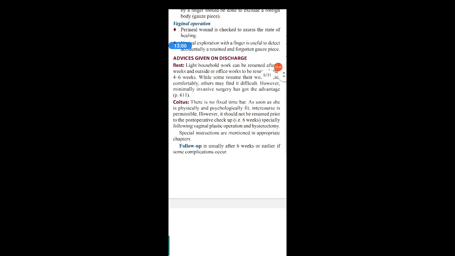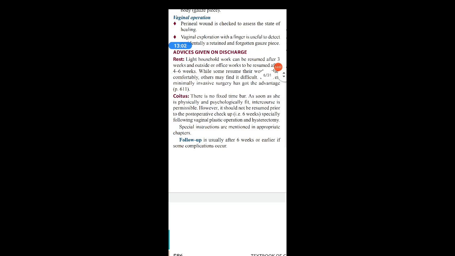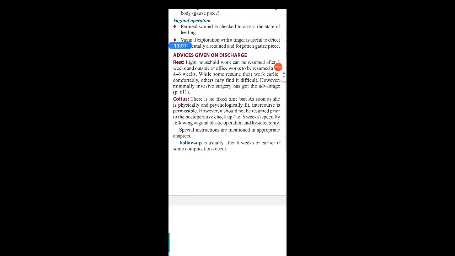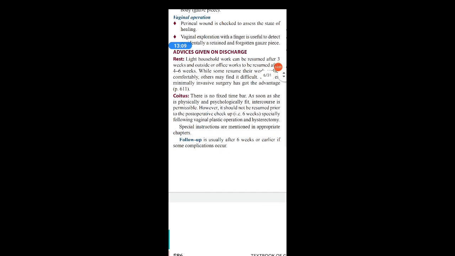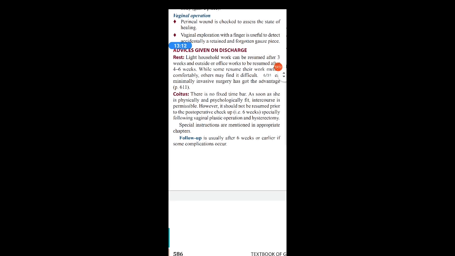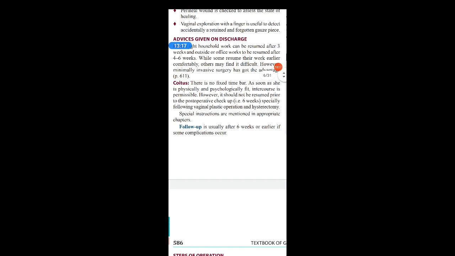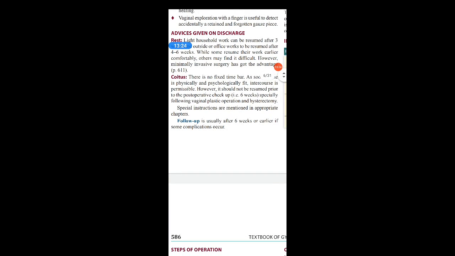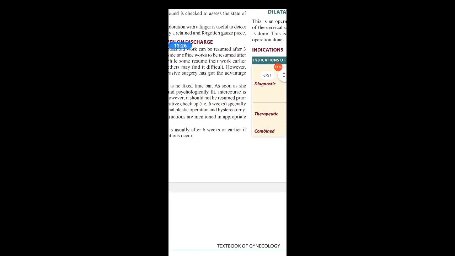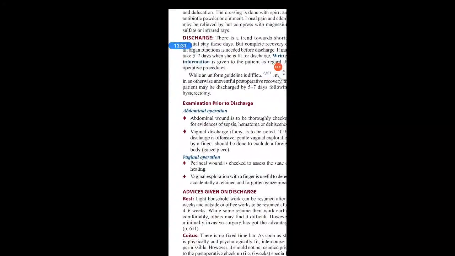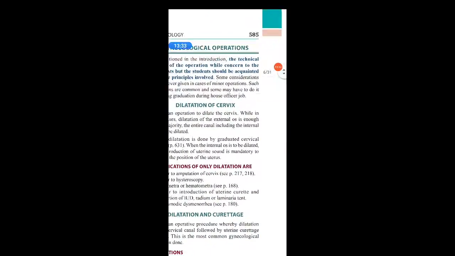Coitus: there is no fixed time bar. As soon as she is physically and psychologically fit, intercourse is permissible. However, it should not be resumed prior to the post-operative checkup, that is 6 weeks minimum, especially following the vaginal plastic operation and hysterectomy. Special instructions are mentioned as appropriate, as after each surgery special instruction is given that is to be followed. Follow-up is usually after 6 weeks or earlier if some complications occur. So this is all about the post-operative care in gynecological patients.